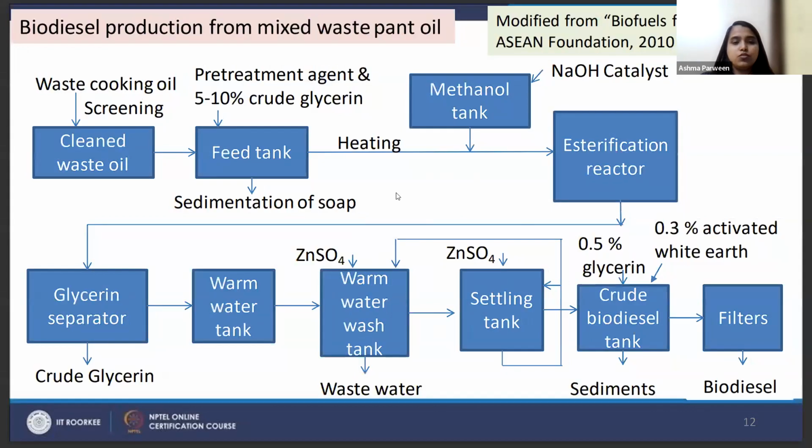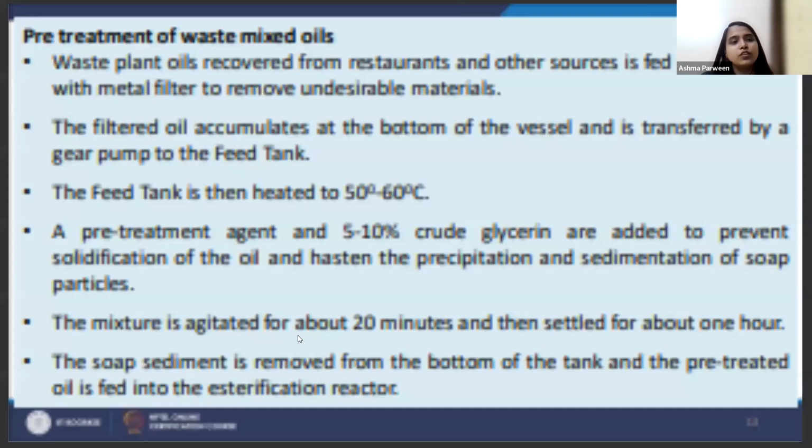So here is a chart which shows that if we have waste cooking oil, some screening is done, then clean waste oil is fed to the feed tank. Then methanol is added, then esterification is done, and after esterification, these are the products which we get and the modifications which we use to get the end product.